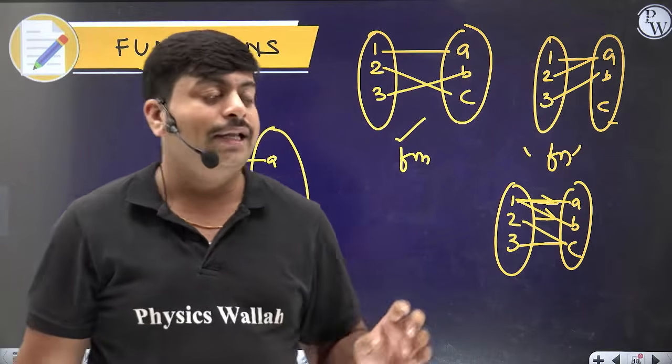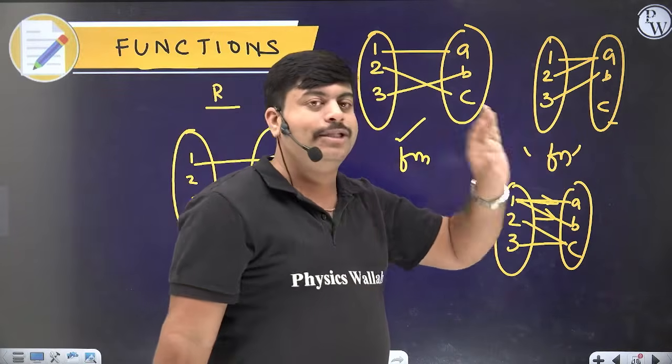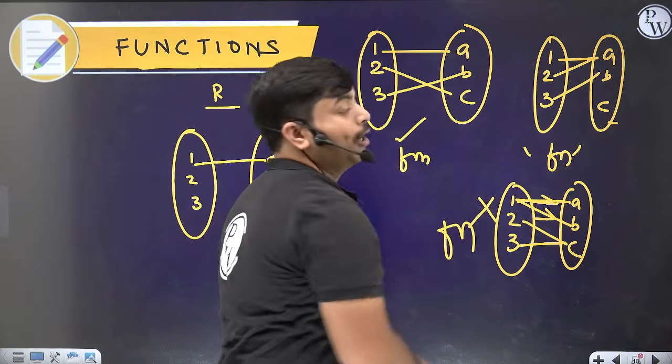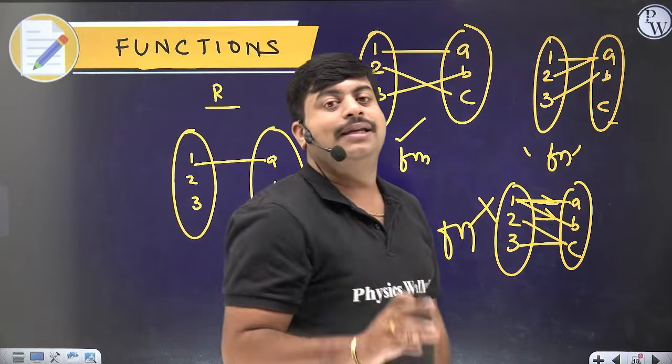In a function, it should be unique mappings. That means it should be mapped to only one element. So that's the reason it is not a function.